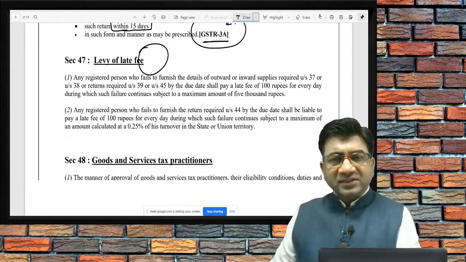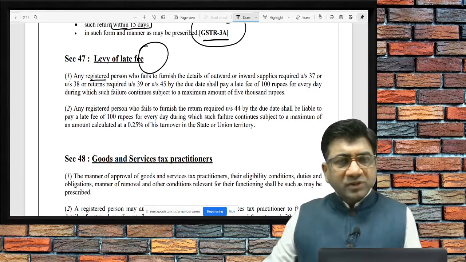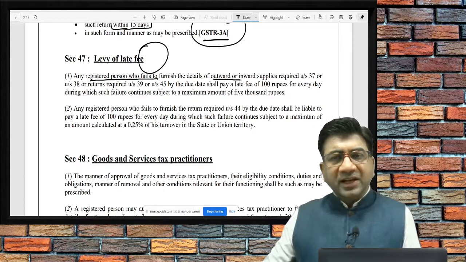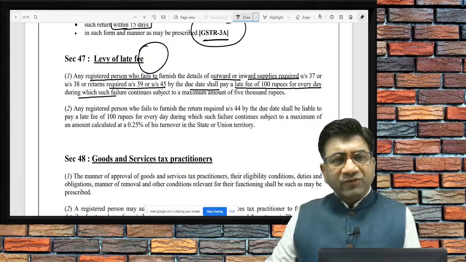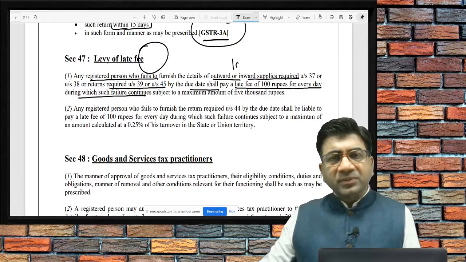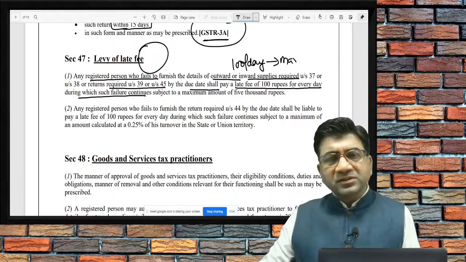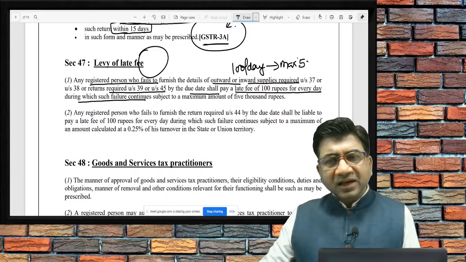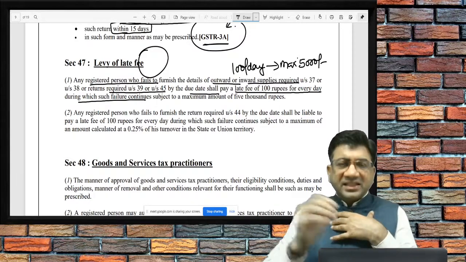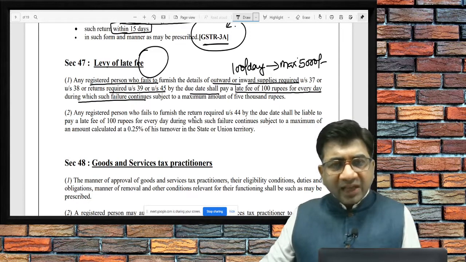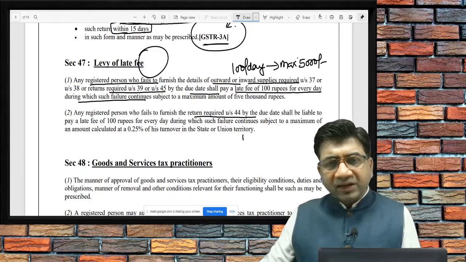Levy of late fees. Now let's see, any registered person who fails to furnish the details of outward supply, inward supply, or returns under 39, 44, 45, by the due date shall pay a late fee of 100 rupees for every day during which the failure continues. 100 rupees per day. Maximum 5,000 rupees. And this is a fee under the CGST Act, and a similar fee will be there under the SGST Act.